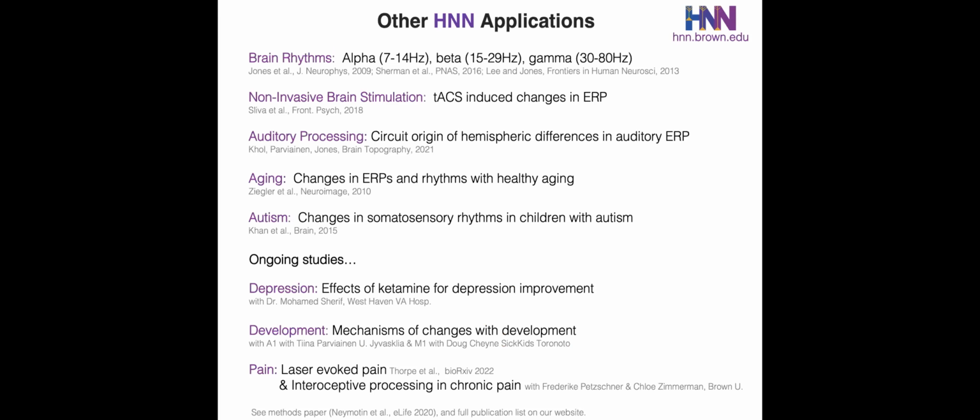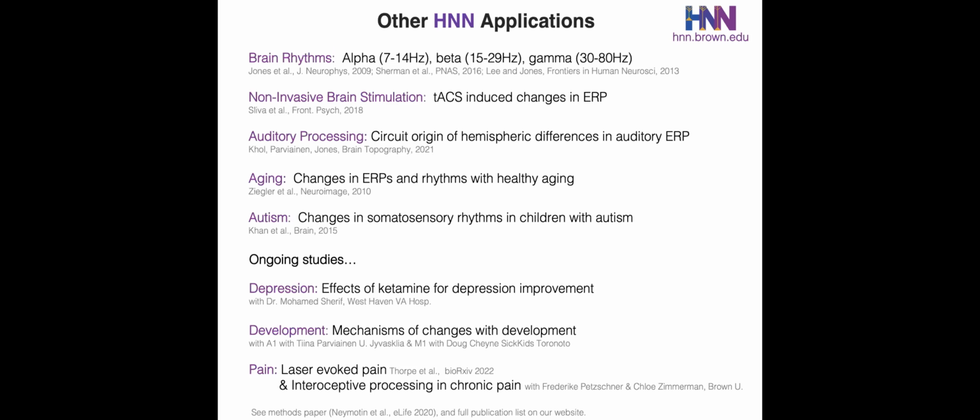We've looked at changes with healthy aging. Currently, we're looking at changes with Alzheimer's disease. Other groups have applied the software to look at changes in somatosensory rhythms in children with autism. We have several ongoing studies where we're looking at changes in EEG signals with depression, in particular the effects of ketamine for improvements in depression symptoms. We have several collaborations where we're looking at changes in evoked EEG signatures with development, both healthy and abnormal development. And we're also looking at the impact of pain on EEG signals.